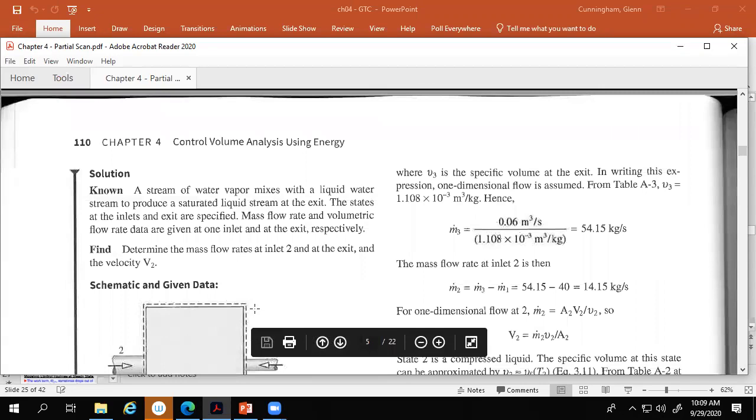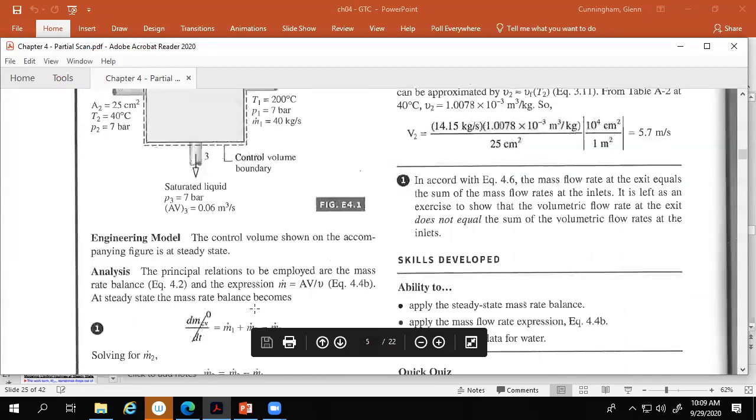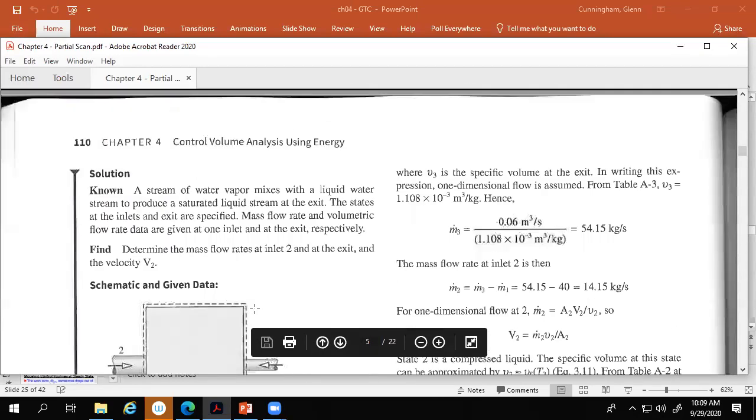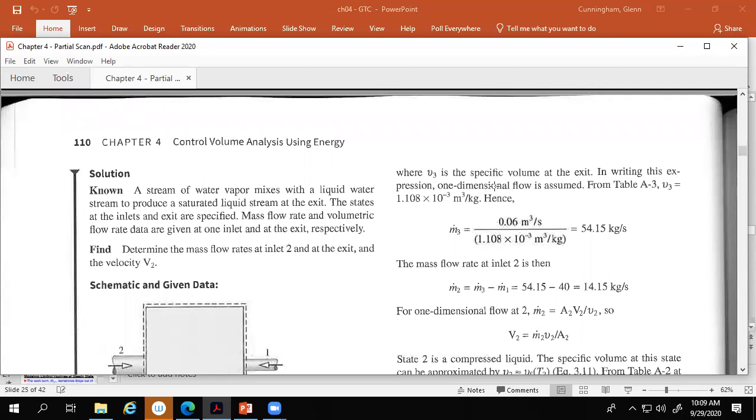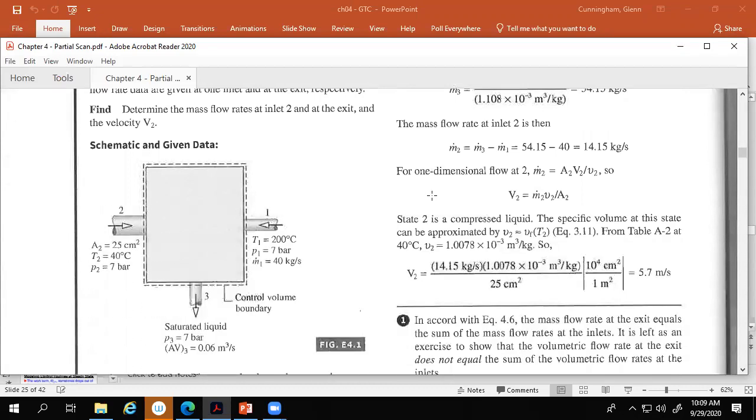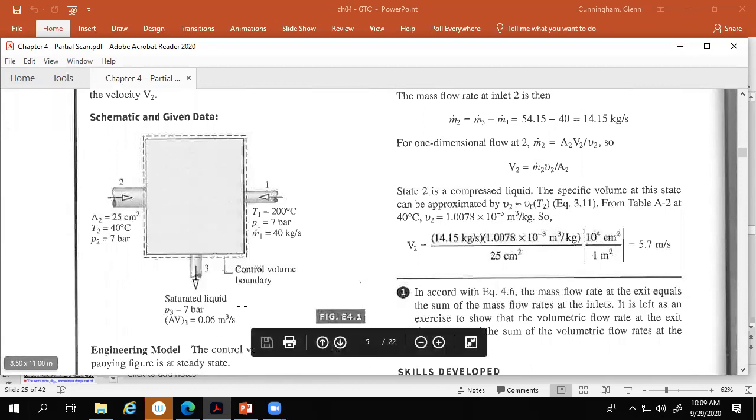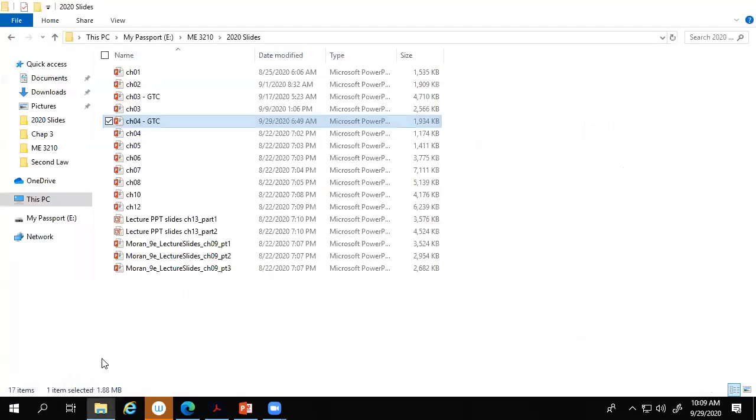All right, and where specific volume, that's at 3, and we know that condition, right? It's saturated. So we said saturated liquid at 7 bar. Well, okay, let's go play in the tables for a minute. Make sure everybody still remembers their tables.